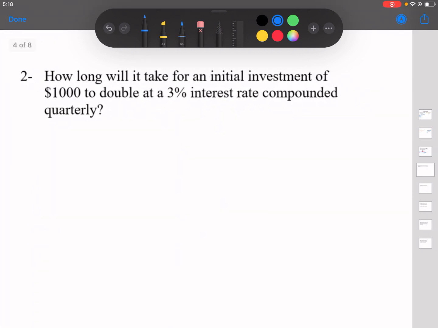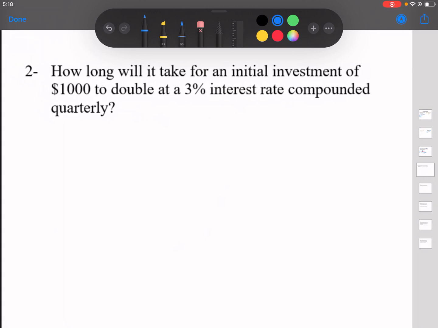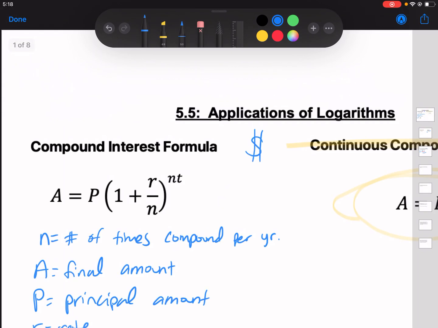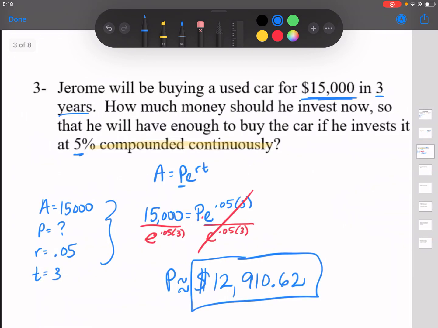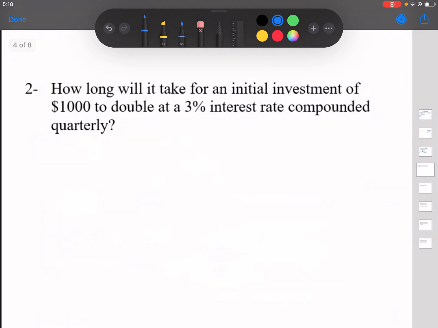All right, let's do another one. So this one's also a money problem, so it's going to be one of these first two. But going back to it, how long will it take? So we're looking for time, because it's saying how long, for an initial investment of $1,000 to double at a 3% interest rate compounded quarterly. So we're compounding quarterly, so it's not continuously. So we're going to be using the following formula.